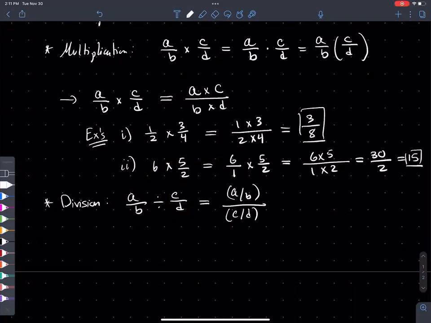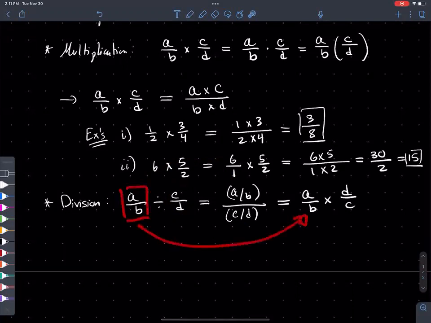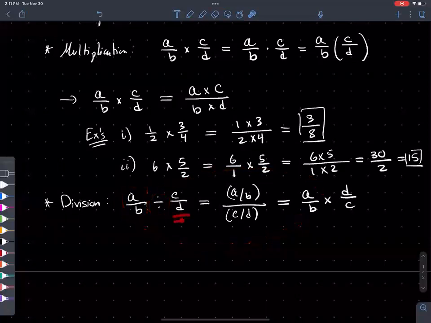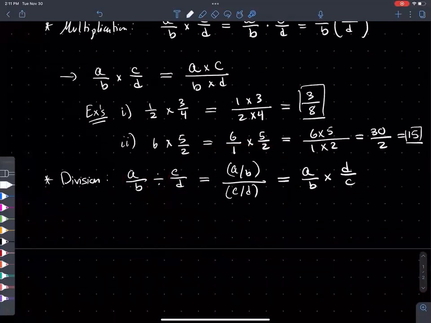The way that we actually compute the division of one fraction by another is by multiplying a over b times d over c. So you take the first fraction, you rewrite it, the division becomes a product, but then your second fraction, you have to flip it before you multiply. It's a quick computation, so let's do two examples again.